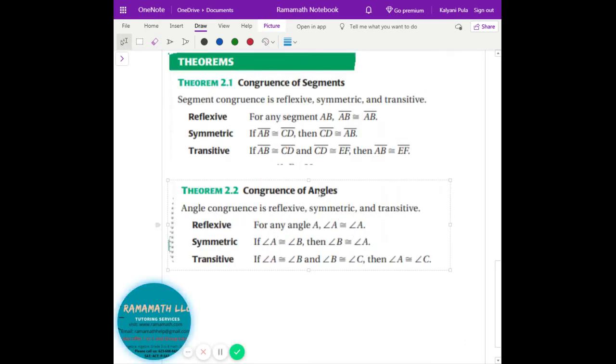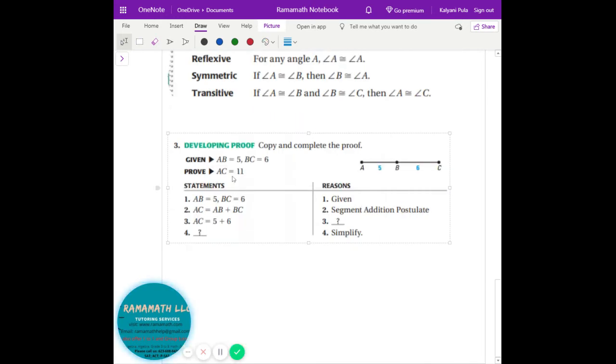The next theorem is congruency of angles. When 2 angles are congruent, you can apply the reflexive, symmetric, and transitive properties also. Let's try this question. They already gave you some statements and some reasons. All you have to do is find the missing ones.